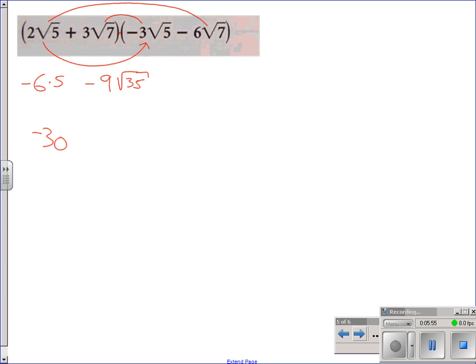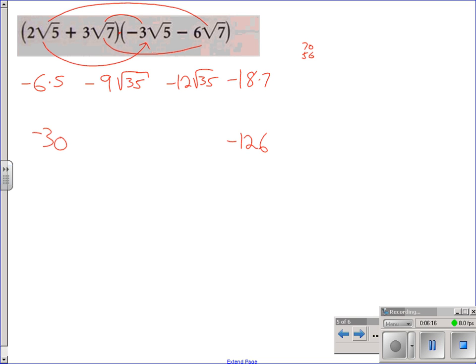the outside terms. 2 times a negative 6 is a negative 12. Square root of 5 times square root of 7 is square root 35. And now the last terms gives us a minus 18 times 7. Square root of 18 times 7, that's 70 plus a 56, so 126.